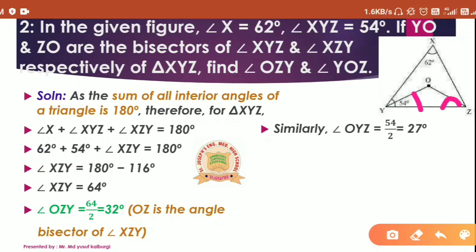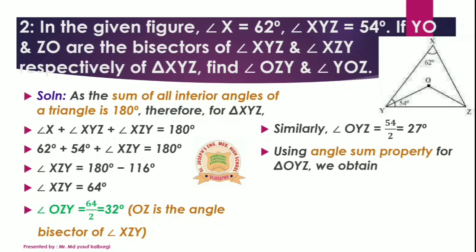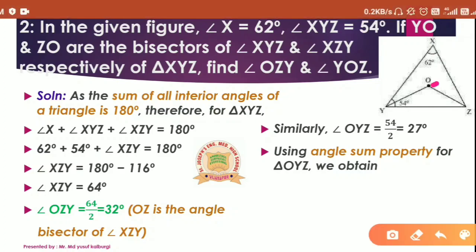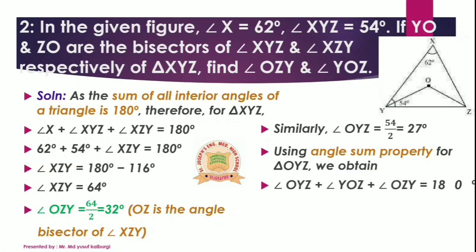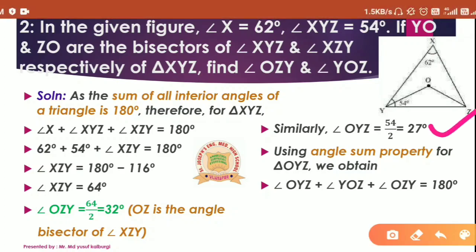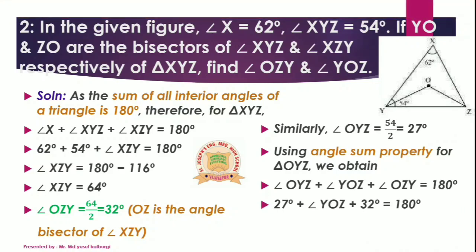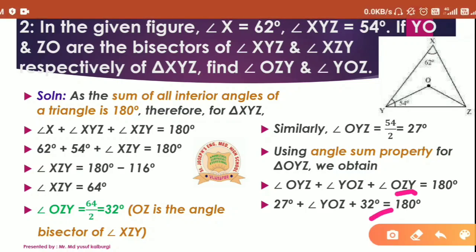Can we find the third angle by using the angle sum property? Yes, we can find it using the angle sum property for triangle OYZ. See, angle OYZ plus YOZ plus OZY, these three angles sum to 180 degrees. Yes, by the angle sum property we can write that. So we write OYZ plus YOZ plus OZY is equal to 180 degrees. We have got two angles here, OYZ as well as OZY. So we are going to substitute 27 degrees in place of OYZ, and in place of OZY we place 32 degrees.